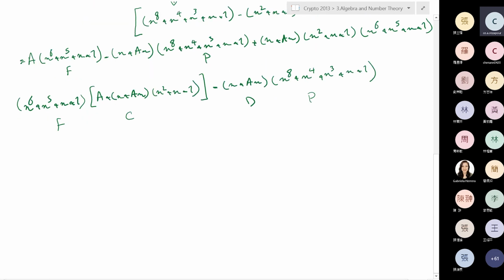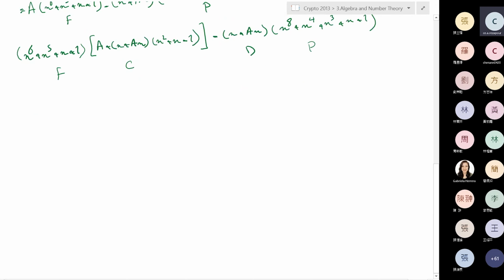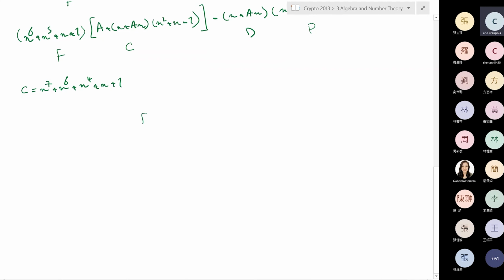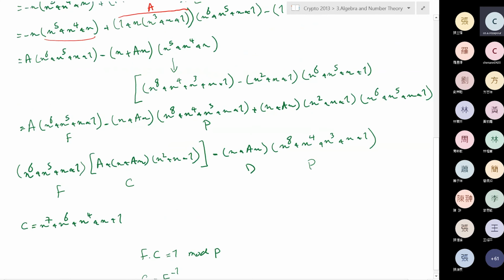So if you do the math over here, and I am not going to do that here, you would find that c equals x^7 plus x^6 plus x^4 plus x plus 1. And that means that finally we found this c. So if I multiply f times c now, I'm going to get 1 mod capital P, right? Which means that c is the inverse of our f function in the first place. And that's how we found it.